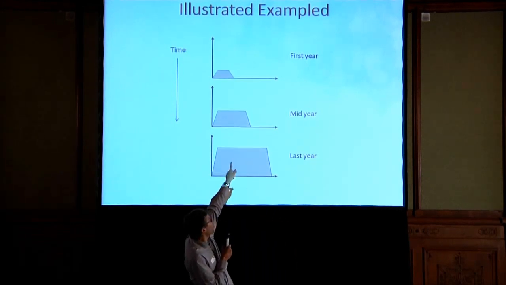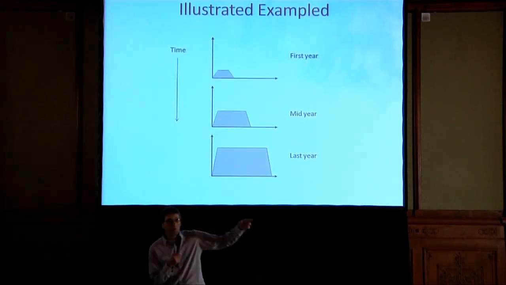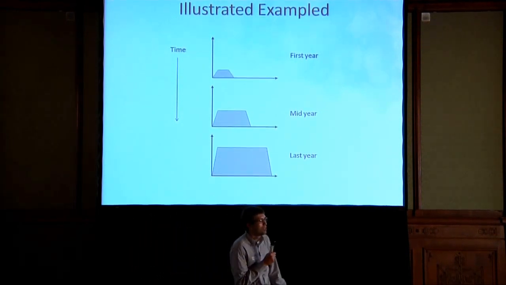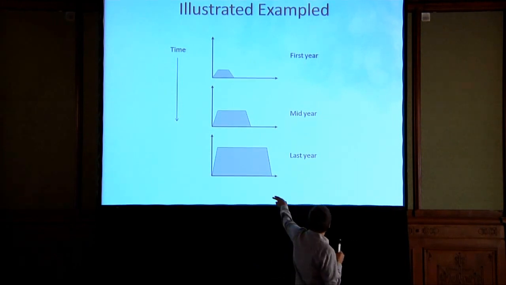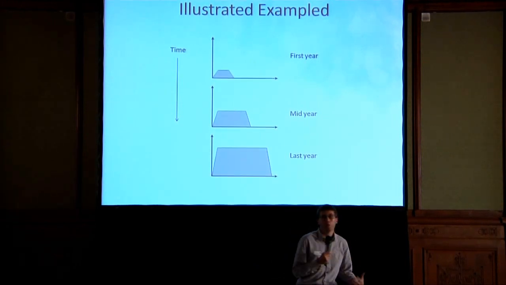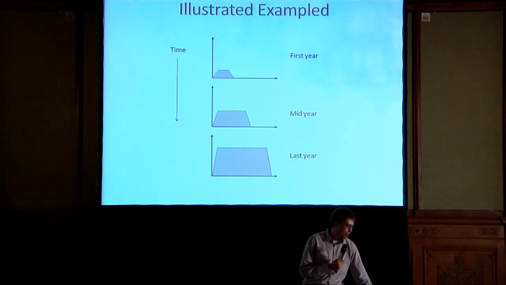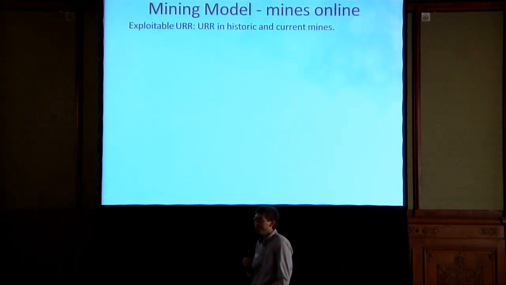Initially, you put on a really tiny little trapezium. Then, maybe in the mid-years, you're putting on a medium-sized trapezium, and the last mines that you put online are a big trapezium. That's what I mean. Simple. Okay, so we know the size of the trapezium. How do we know how many we put online?